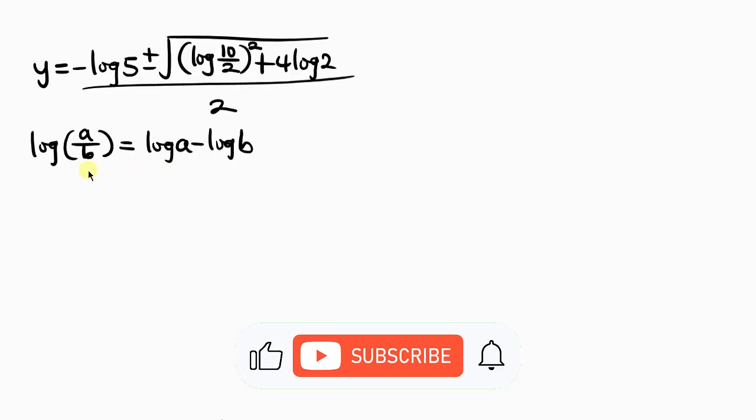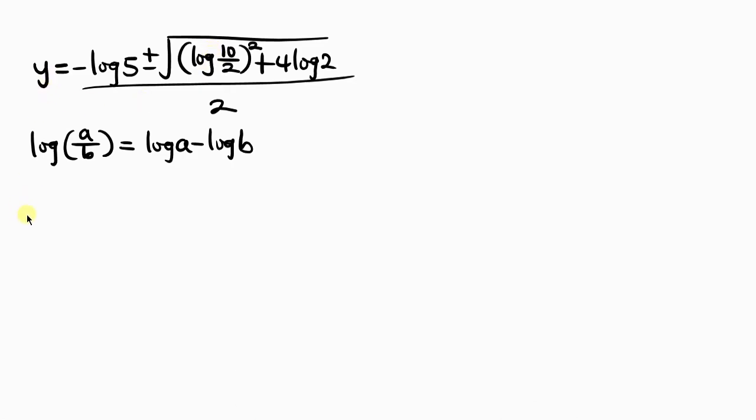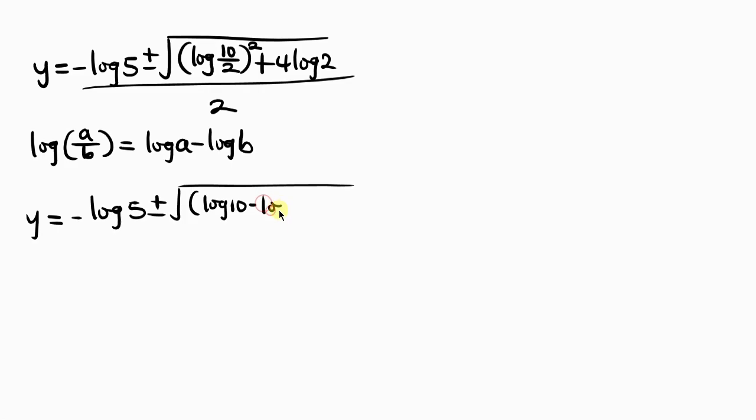So now let's apply this law of logarithm to this expression. So we have y to be equal to negative log 5 plus or minus the square root of, so this can become log 10 minus log 2. And this is raised to the power of 2 plus 4 log 2. So 4 log 2 all over 2.